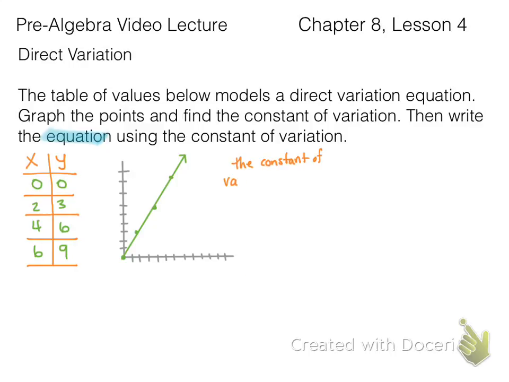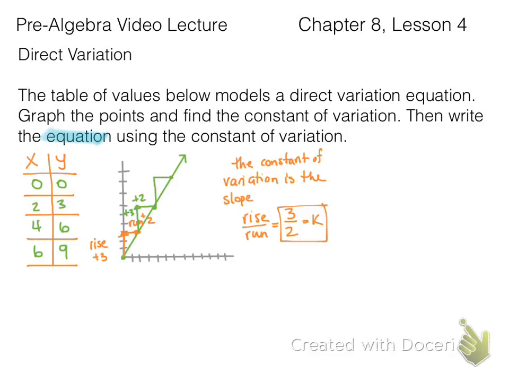Well, the constant of variation is the slope. And so to find the slope, I'm going to rise 3 and run 2. Rise over run means the constant of variation is 3 over 2. And I could always continue this to get to the next point, too. I could go up 3, to the right 2. Up 3, to the right 2. And so on, right? Makes sense? Awesome. So again, that is the constant of variation.